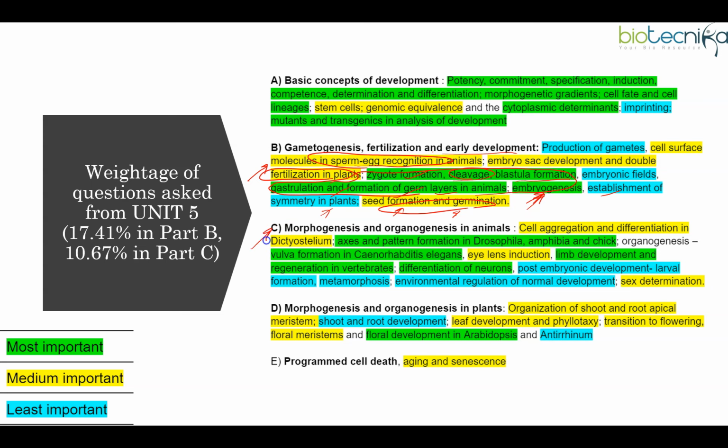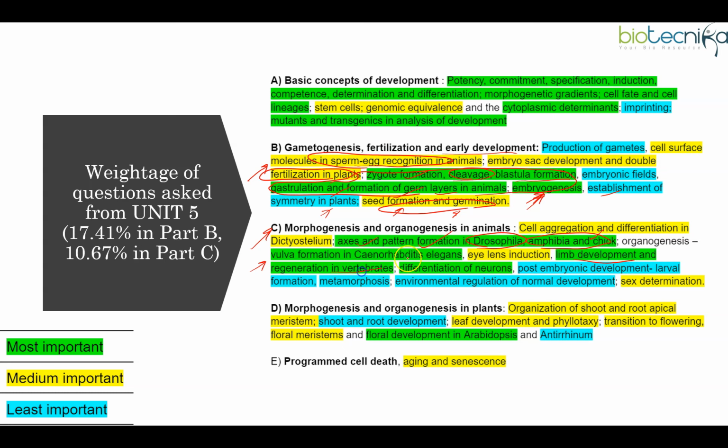Then we have subunit C, where the Drosophila axis and pattern formation is extremely important, followed by amphibia and chick. Sometimes comparison questions are also asked. Development in amphibia, development in chick, or development in chick and development in mammals. Vulva development in Caenorhabditis elegans, which is the nematode. This is also an important topic.